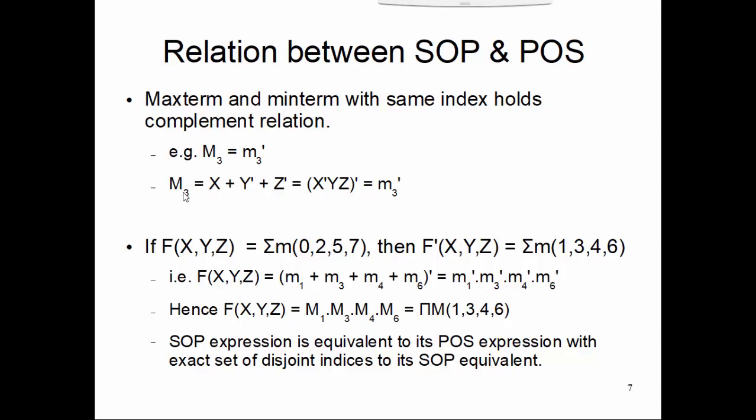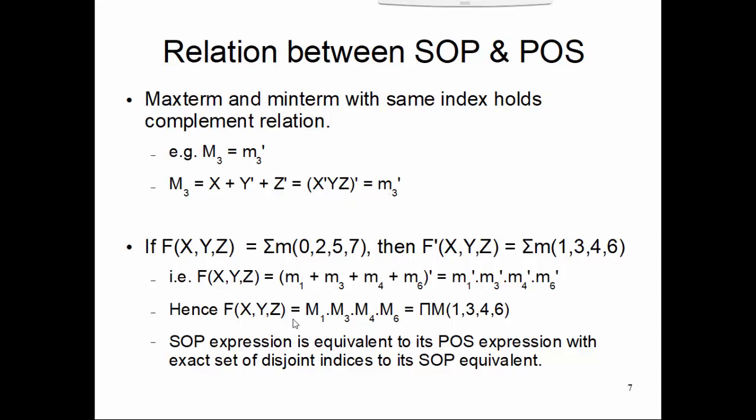Max term 3 is your x or y bar or z bar, right? And that's, by De Morgan's law, x bar y z bar, sorry, by De Morgan's law it is x bar y z whole bar, and then x bar y z by the min term definition is m3. So that means your max term 3 is equal to the inverse of min term 3.